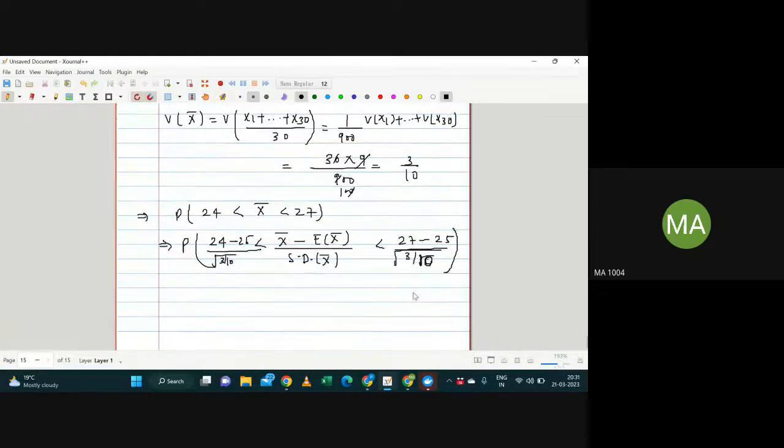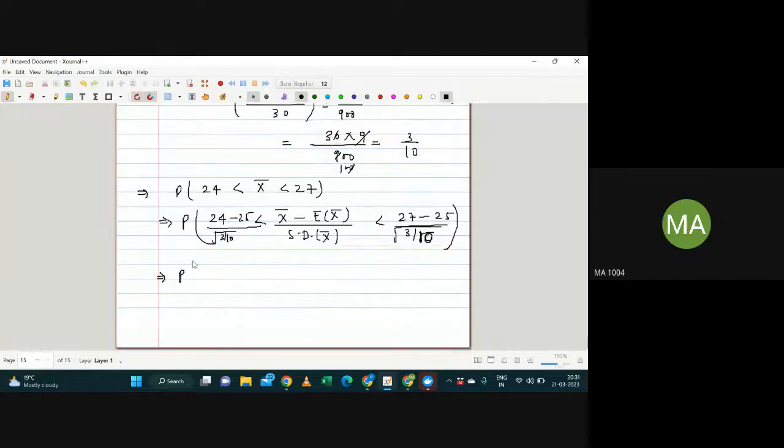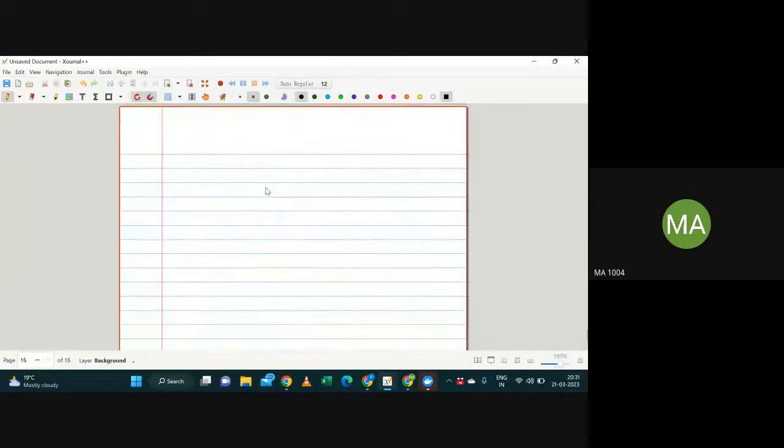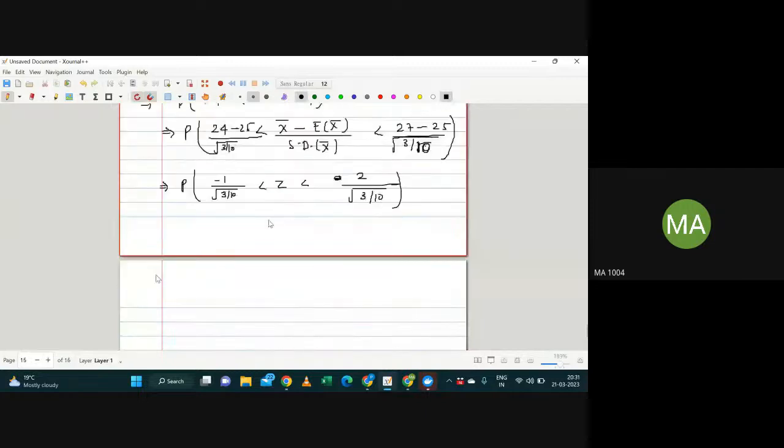So far it is clear. Yes, sir. The middle one will be equal to Z. The lower end will be 24 minus 25, which is minus 1, divided by square root of 3 by 10. The upper end will be 2 divided by square root of 3 by 10, right? So what will be the next step? It will be the probability F_Z of 2 over root 3 by 10 minus F_Z of minus 1 over root 3 by 10, right? Yes, sir.